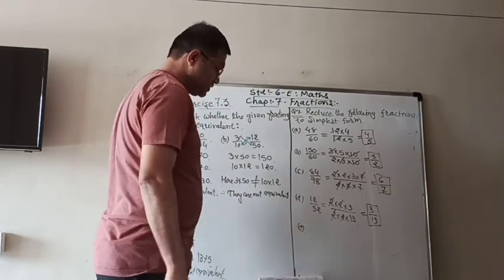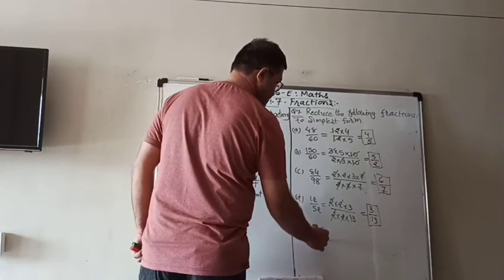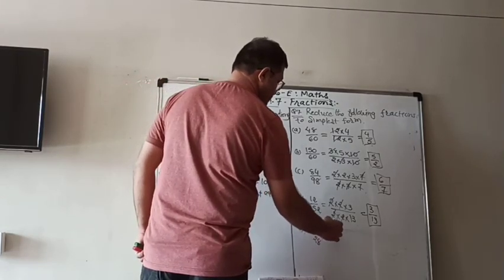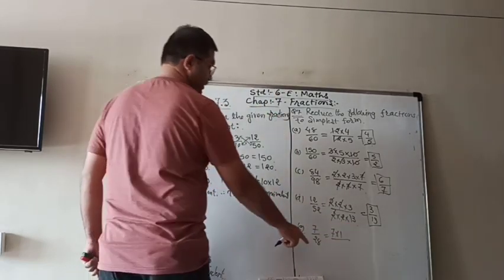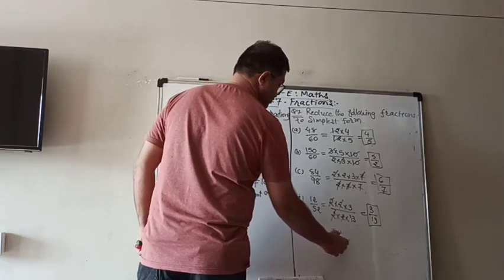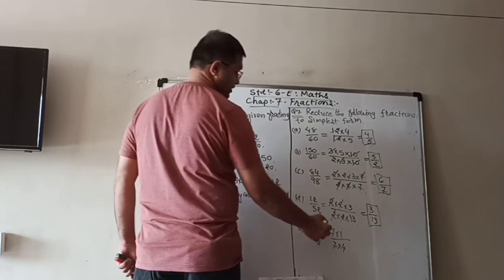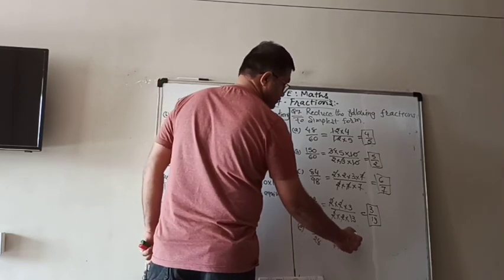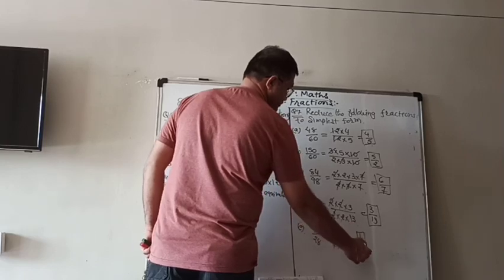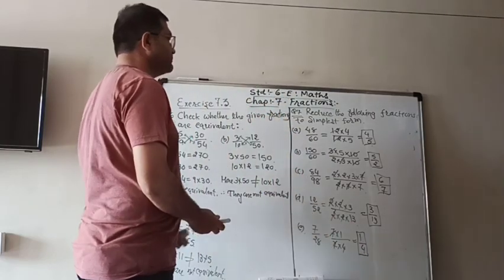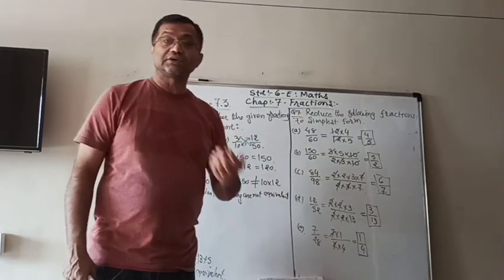And the last, E, 7 upon 28. 7 is a prime number, so 7 ones are 7 only. And here you can see that 7 4s are 28. So the 7s cancel. You get 1 upon 4. So that is the simplest way to convert them into simplest form.